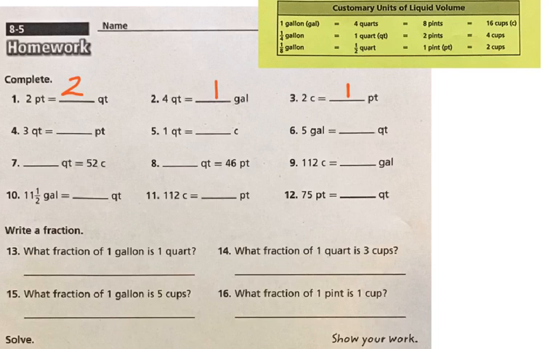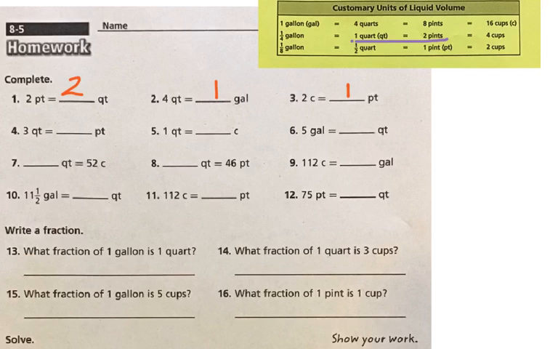Looking at problem number 4, it says 3 quarts is equal to how many pints? Well, if we look at our chart and we know that 1 quart is equal to 2 pints, then 3 quarts would be equal to how many pints? Well, to go from 1 quart to 3 quarts, we multiply 1 by 3.